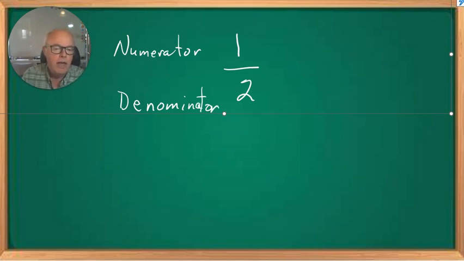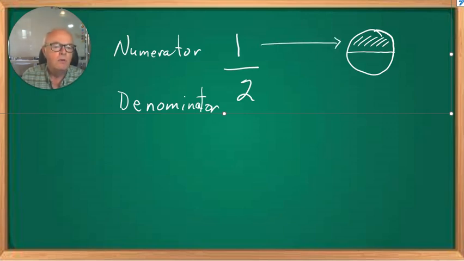The numerator is telling us what we are interested in, and the denominator is the whole. So for example, if we have a circle here, and we divide it in half, and we're interested in how much of this shaded area compared to the whole do we have? Well, we have one piece out of two pieces altogether. So 1 out of 2. It's a part to a whole, comparing a part to a whole.